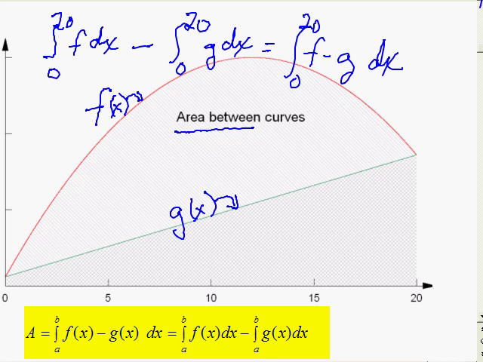So if you want the area between the red and the blue curve, between the function f and the function g, this is a definite integral. You take the integral from a to b, which is the interval of interest to you, of f minus g, take that integral, and you will get the area between the two curves.